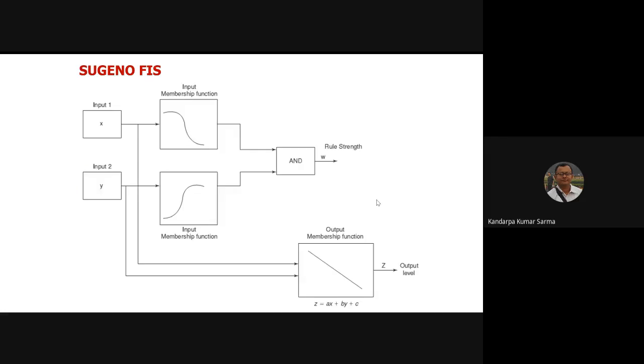So here is the Sugeno FIS. Two values are being fed. It goes through the membership function. There will be n rules. They will be combined, and that will give the rule strength w. So this will now go through a decision making process. A membership function here will be generating the decision, and then z will come out, and this will be the decision derived. But that will be done in synchronization with the rule strength w.